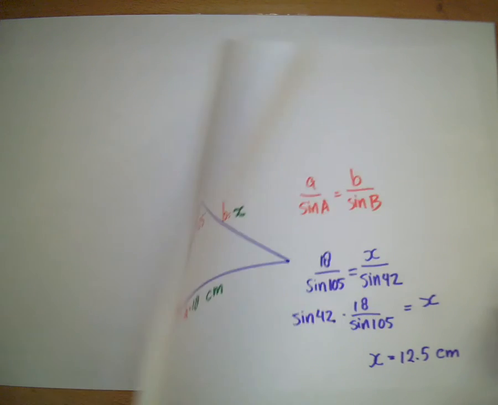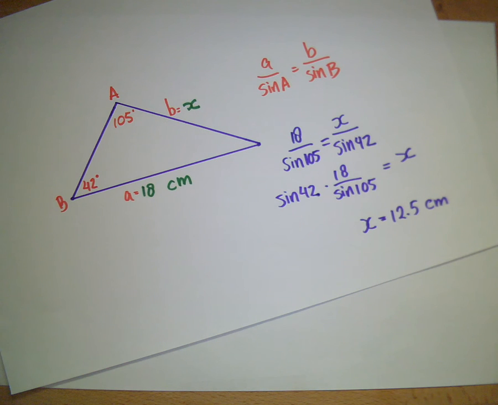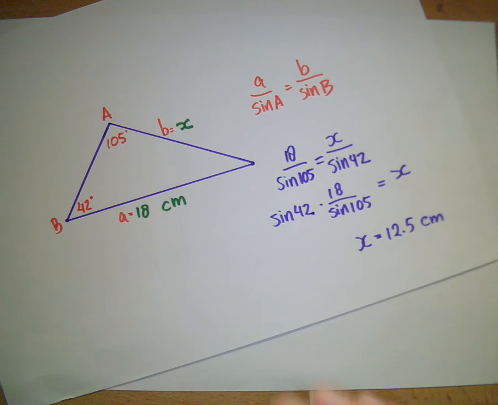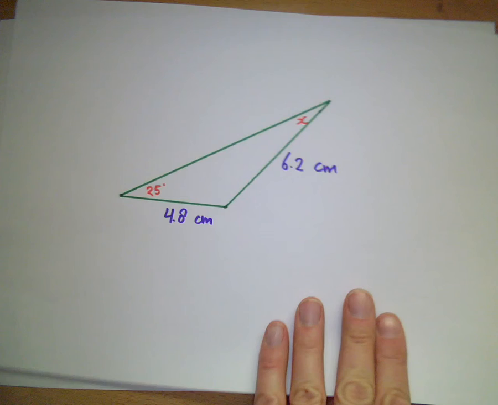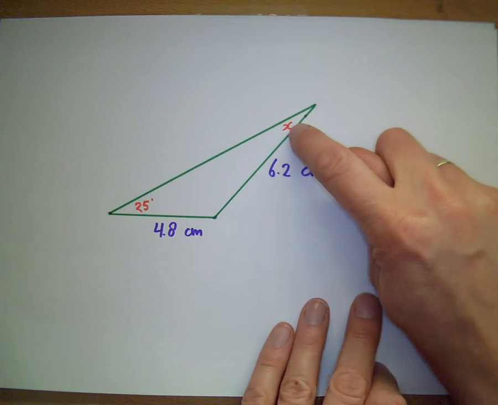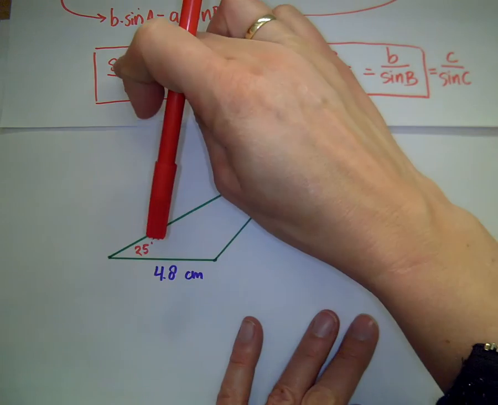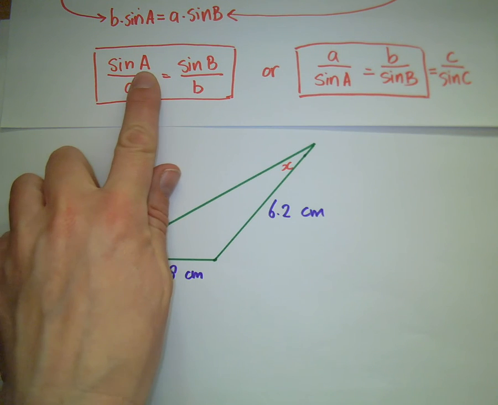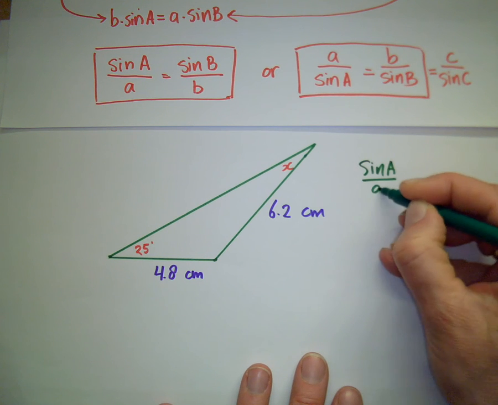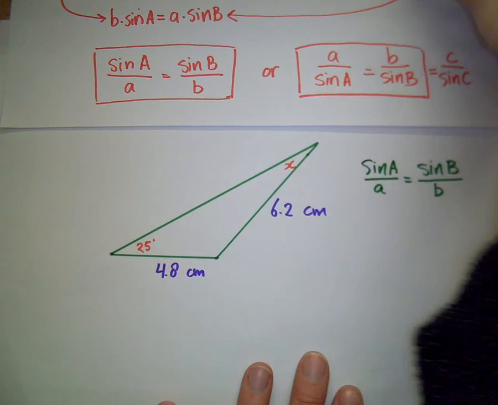I have another example triangle. Where is it? Oh, here. In this case, we're trying to find an angle. This angle is unknown. It's x. So we use the other form of the equation, which is this one. The angle is on top. So let's copy that down. Sine of angle A divided by side A is equal to the sine of angle B divided by side B.